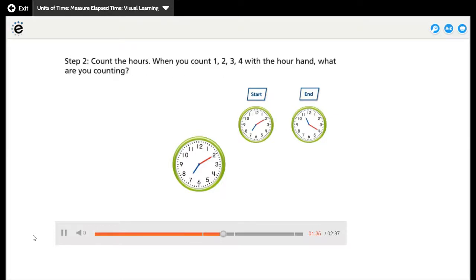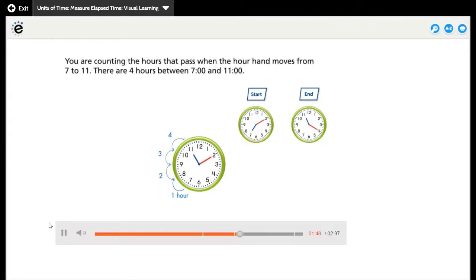Step 2. Count the hours. When you count 1, 2, 3, 4 with the hour hand, what are you counting? Here, we are counting the hours from 7 to 11. From 7 to 8, 1 hour, 2 hours, 3 hours, 4 hours, till 11. You are counting the hours that pass when the hour hand moves from 7 to 11. There are 4 hours between 7 o'clock and 11 o'clock.